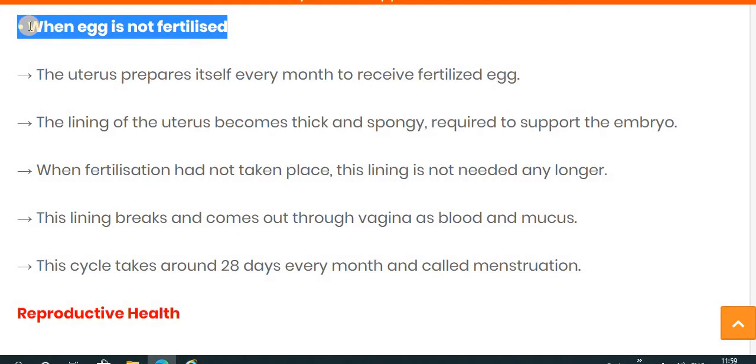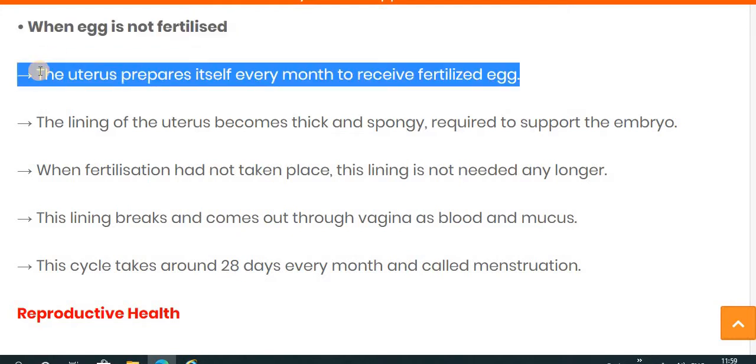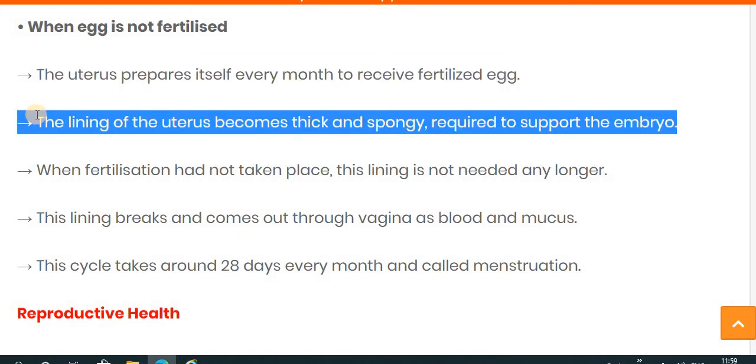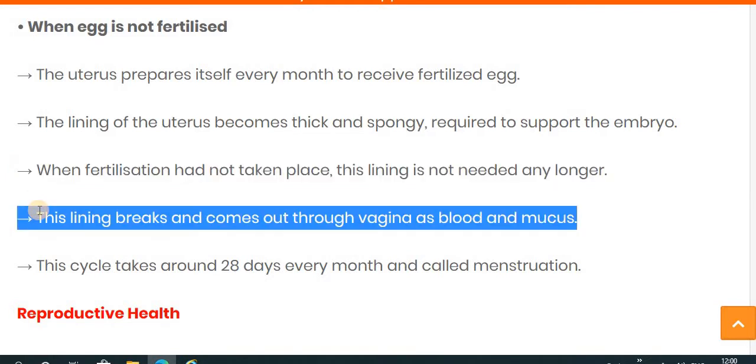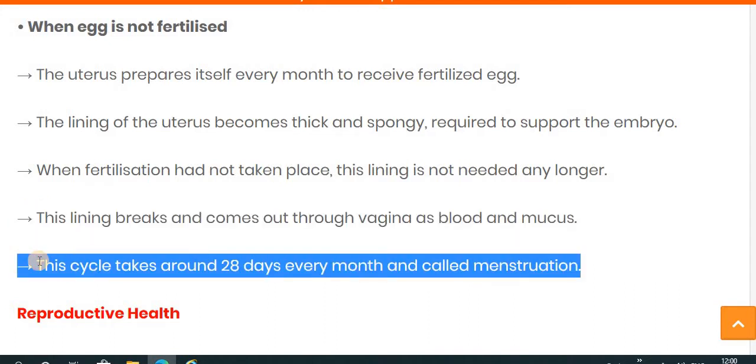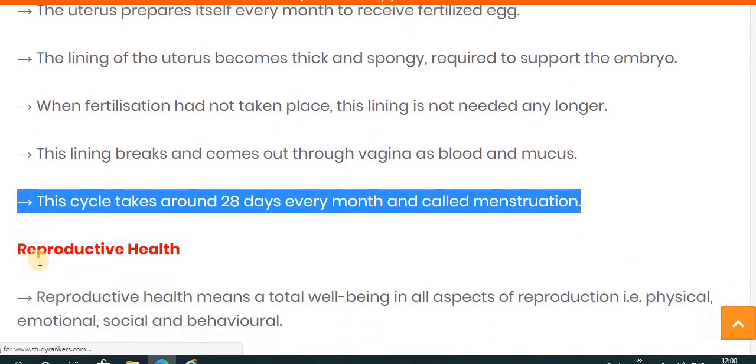When the egg is not fertilized, then what happens? The uterus prepares itself every month to receive a fertilized egg. The lining of the uterus becomes thick and spongy, required to support the embryo. But when the fertilization has not taken place, this lining is not needed any longer. So this lining breaks and comes out through the vagina as blood and mucus. This cycle takes around 28 days every month, and it's called menstruation.